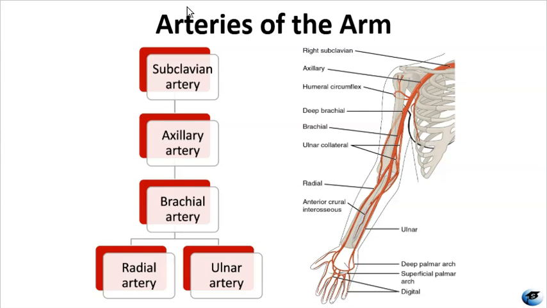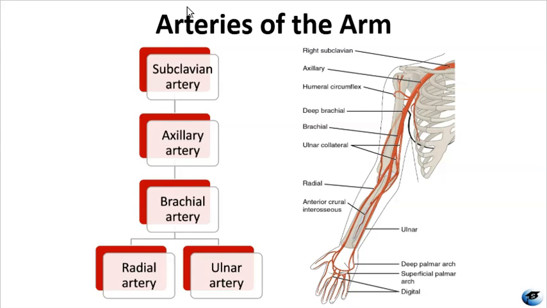The radial artery runs along the lateral or the thumb side of the forearm. The ulnar artery courses medially toward the little finger side. Both arteries contribute to the hand's blood supply through two main arches. The deep palmar arch, mainly formed by the radial artery, and then the superficial palmar arch, primarily supplied by the ulnar artery. From these arches, the digital arteries branch out to supply the fingers, and then one additional important artery, the anterior interosseous artery, runs in the forearm's interosseous membrane region, helping supply deep forearm structures.